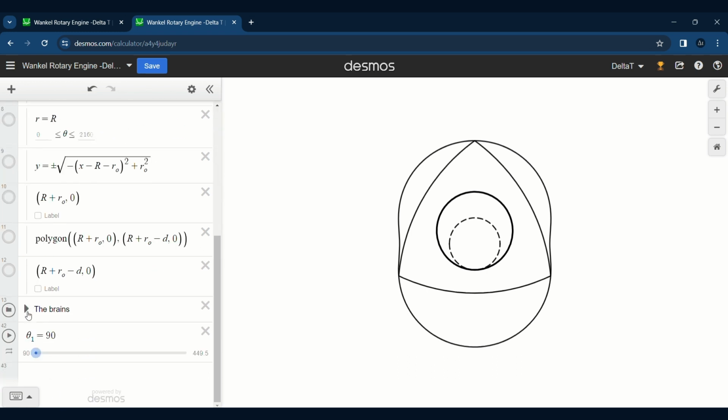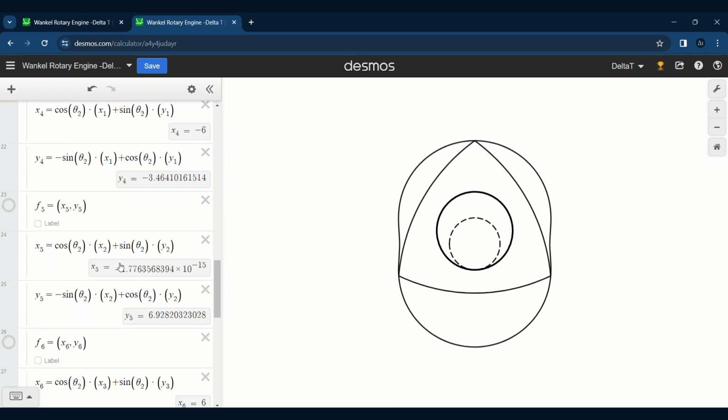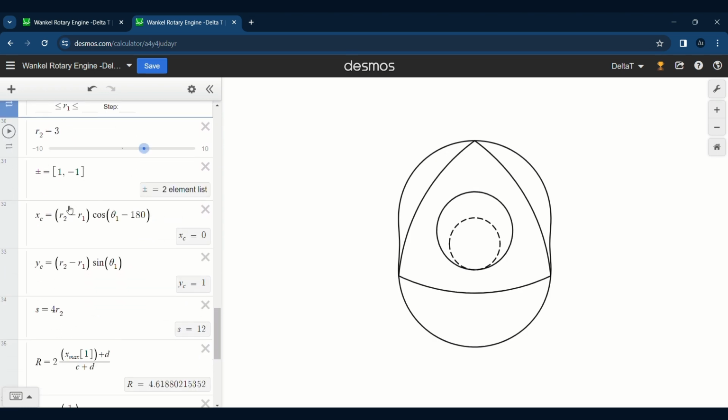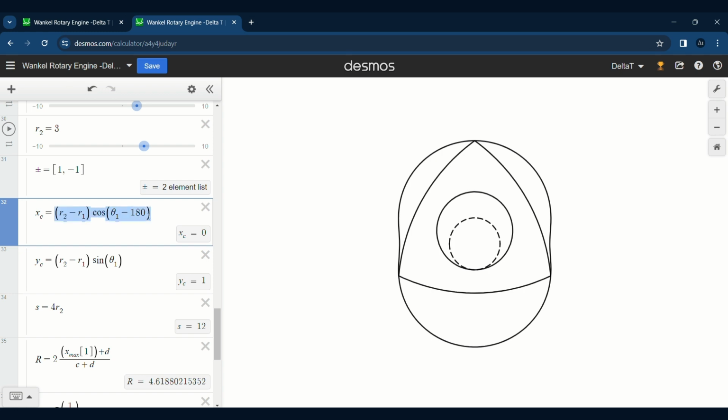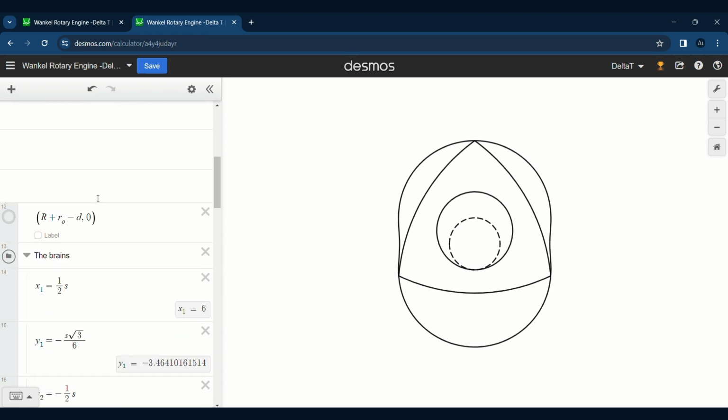And so if we go down here, we can see how those change. We can see that x sub c is a cosine of theta 1. Theta 1 is what we change, it's like the time variable. And then we scale it by the difference between the radius of the outer circle and the inner circle. In this case, that's 1. We scale it by 1, and then y sub c is a sine of the theta.